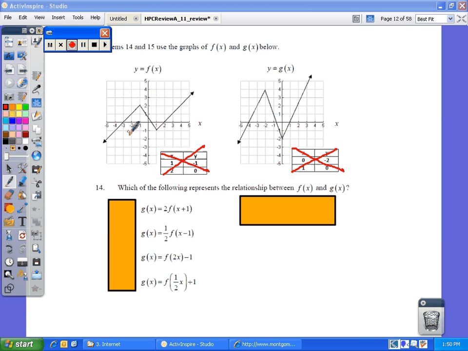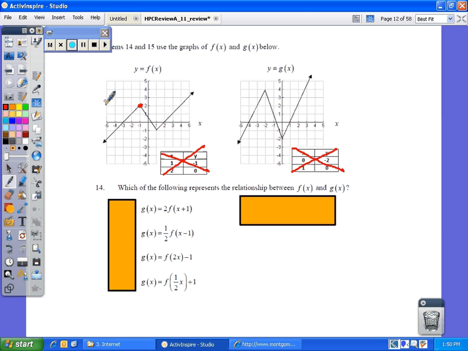Alright, in problems number 14 and 15, we're using this graph, y equals f of x. And the first question, 14, says, which of the following transformations would be applied to get the g graph? So what I'm going to do is make a comparison of a couple of points. I first chose these points, but I think it's more convenient to choose the obvious turning points.